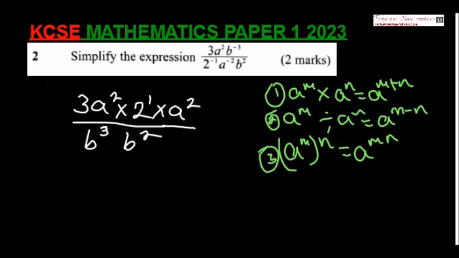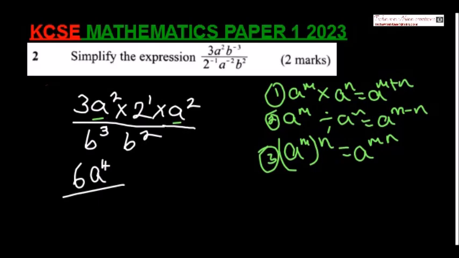So we apply them. For example, in our expression here, we have a to the power 2 and a to the power 2. That means we use the first rule of indices to combine that. So this will give us 3 remains, a, now we add 2 plus 2, we get a to the power 4. And we have multiplied by 3, so 2 multiplied by 3 will give us 6. So that is the numerator.